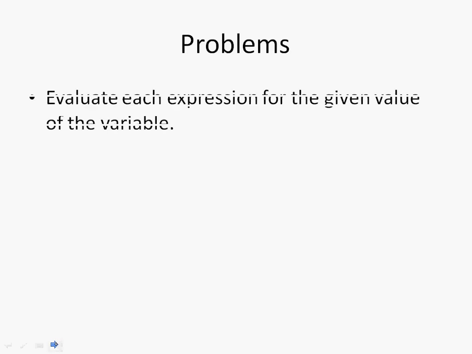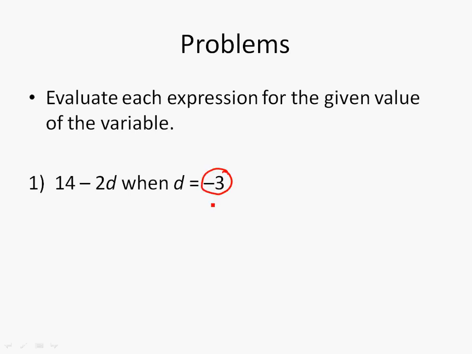Okay, so let's do some problems. So we're going to evaluate each expression for the given value of the variable. Our first one will do 14 minus 2d when d equals -3. So again, since I'm evaluating, I'm going to take the -3 and replace the d with the -3. So I have 14 minus, I still write the 2, and then for the d, I'm going to put in the -3.